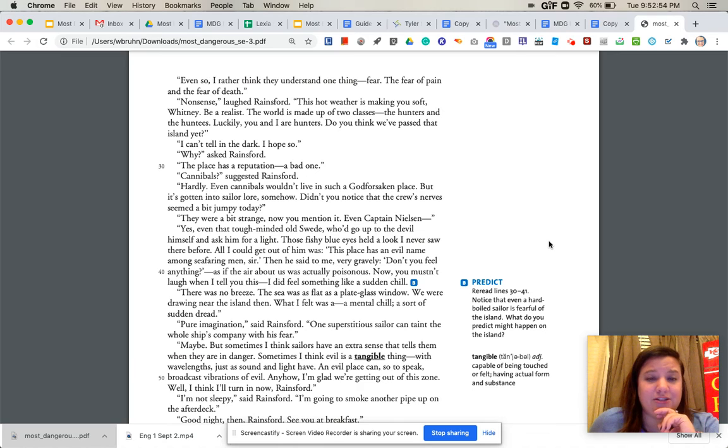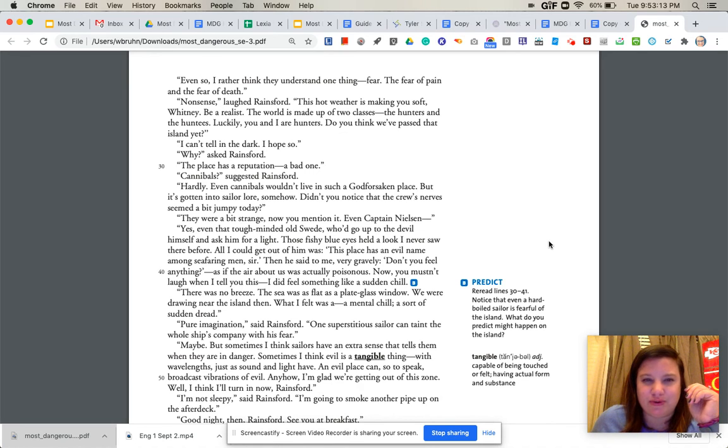I can't tell in the dark. I hope so. Why? Asked Rainsford. The place has a reputation, a bad one. Cannibals? Suggested Rainsford. Hardly. Even cannibals wouldn't live in such a godforsaken place. But it's gotten into sailor lore somehow.